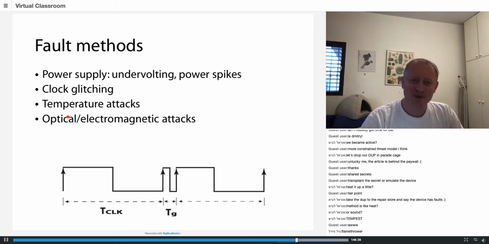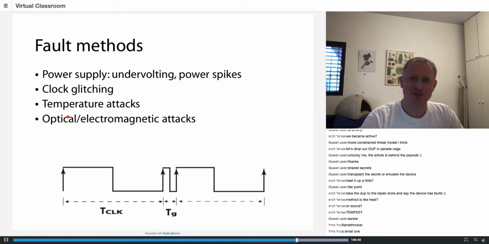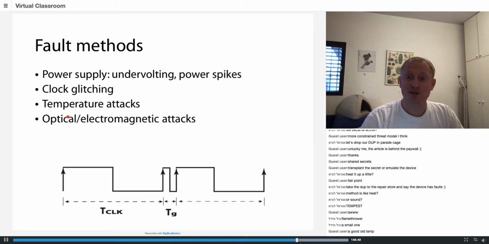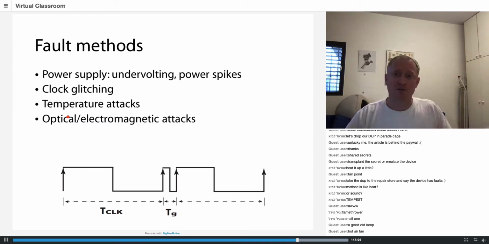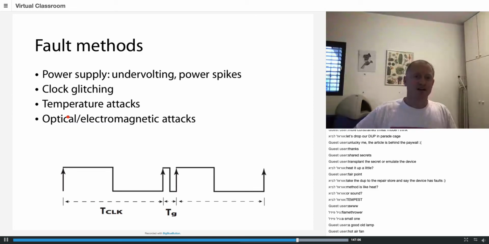Okay, yeah, we could use a flamethrower indeed, a small one, right? So we can use a lamp. That's right, you can use an incandescent lamp, not an LED lamp. We can also use other components in the system. We can try a hot air fan, or we can cause a neighboring component to work really hard, and that will also cause the temperature to rise.